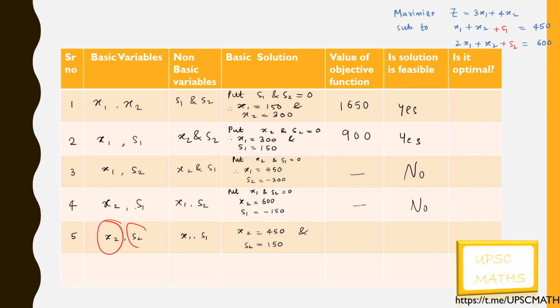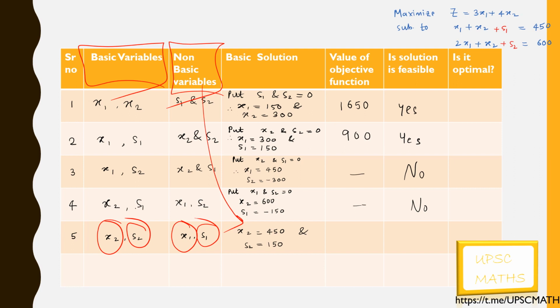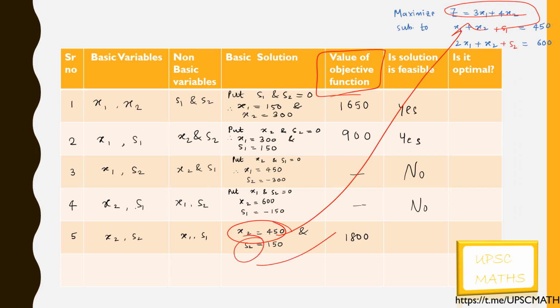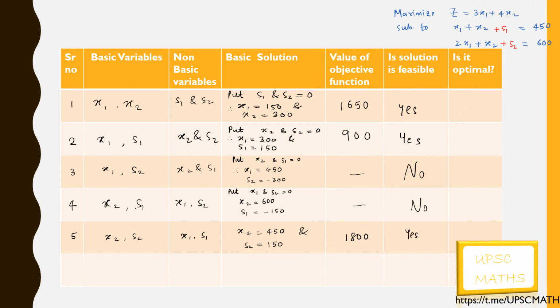Take x2 and s2 as basic variable. Hence, x1 and s1 become the non-basic variable. When we put non-basic variable equal to 0, we get the value of x2 as 450 and s2 as 150. Now, to calculate the value of objective function, put x2 equal to 450 and s2 equal to 150 in the given objective function. So we get z is equal to 1800. Since both x2 and s2 lies in positive coordinate, the solution is feasible.